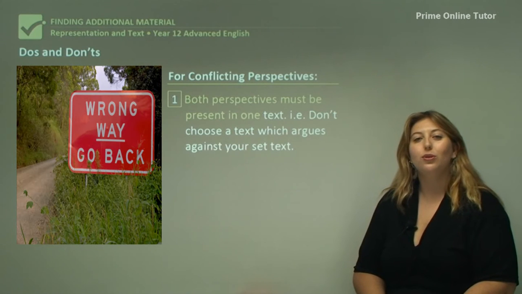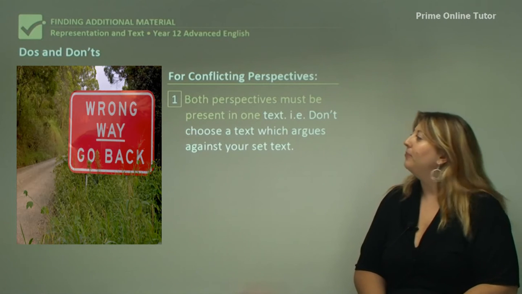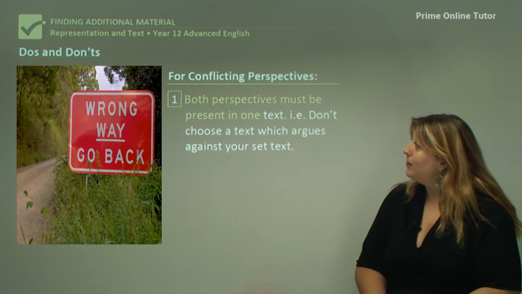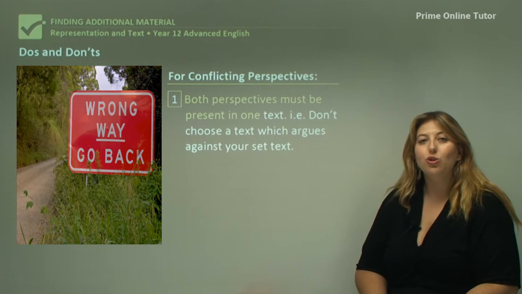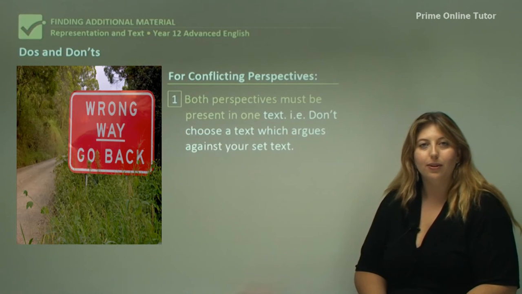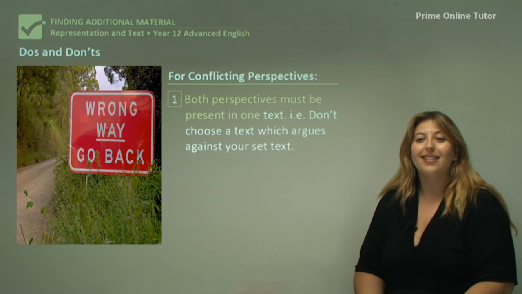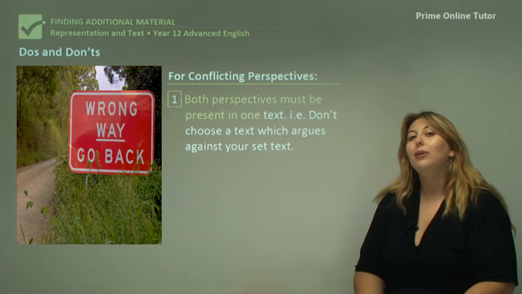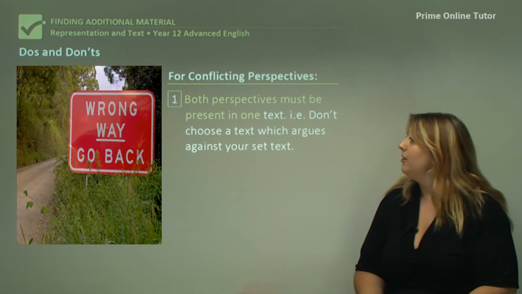Now we're going to go through some do's and don'ts when it comes to selecting additional material for conflicting perspectives or history and memory. For conflicting perspectives, the first important thing is that both perspectives must be present in one text. So it's no good picking one additional material that says that Palestine has the right to live where it lives, and then one arguing for Israel taking over Palestine, because they're both presented in separate texts, and there's no real skill of representation there. They're only really showing one point of view. What you need is a text that has both points of view in one text. That's what we're looking for.